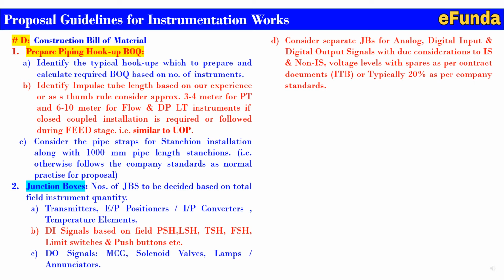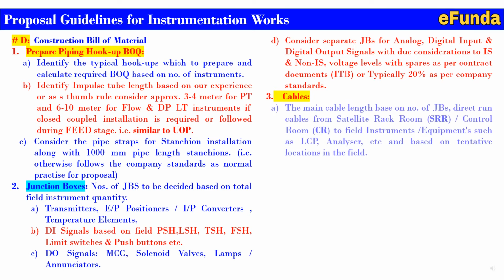Consider separate JBs for analog, digital input and digital output signals, with due consideration to IS and non-IS, and voltage level, with a spare as per the contract document, that is ITB, or typically 20% as per the company standard. Third point is the cables.